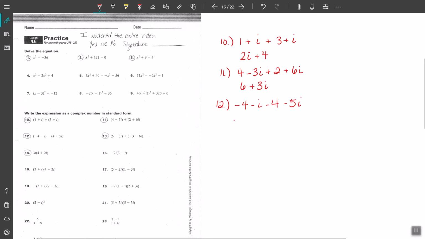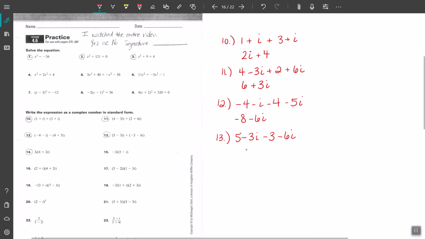And we'll do the same thing again. We'll combine like terms. So we've got two real numbers, a negative 4 and a negative 4 gives us negative 8. We have two imaginary, they're both negative, so we'll combine them to give us a negative 6i. All right, 13. You have a plus a negative 3, which is the same thing as minus 3. And then you have plus a negative 6i, same thing as minus 6i. Okay, combine like terms. 5 minus 3 will give us 2. Negative 3i, negative 6i will give us a negative 9i.